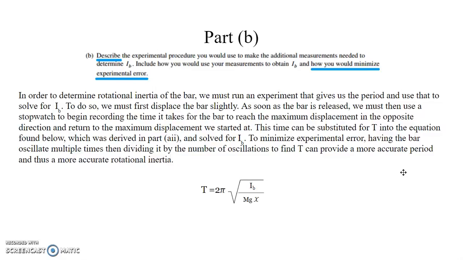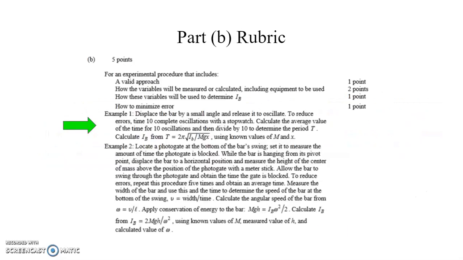To minimize the experimental error, having the bar oscillate multiple times, then dividing it by the number of oscillations to find t can provide a more accurate period and thus a more accurate rotational inertia. So with this explanation, we would receive full credit.